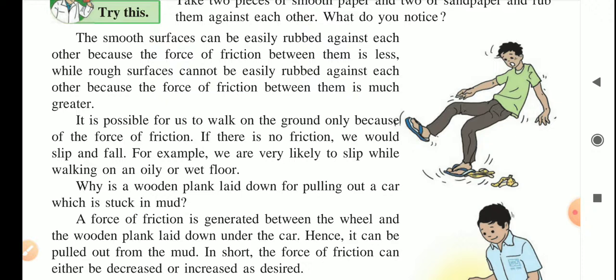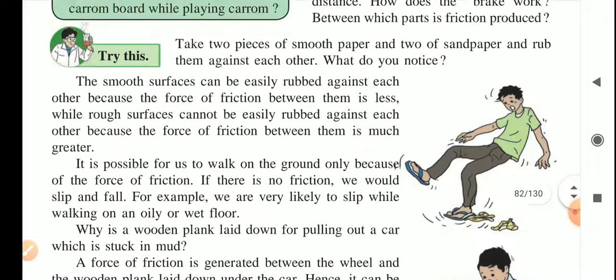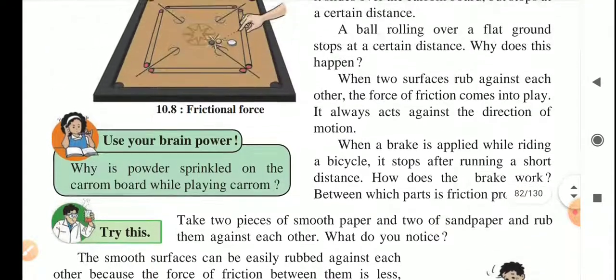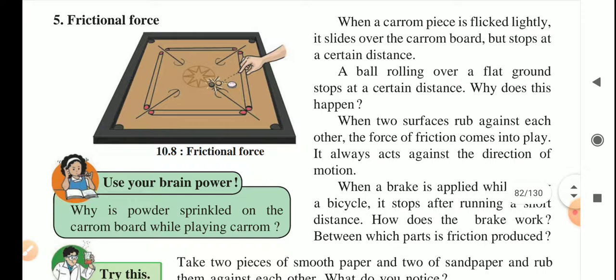In short, the force of friction can either be decreased or increased as desired, right? So these are the examples from our day-to-day lives. It is easier to understand the force of friction this way. So this will be all about frictional force.